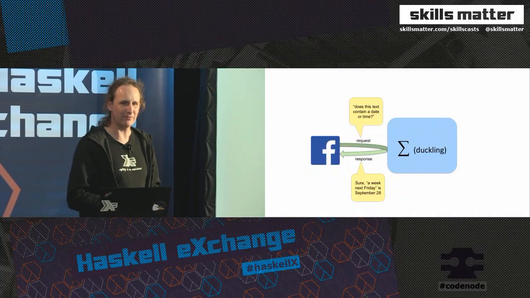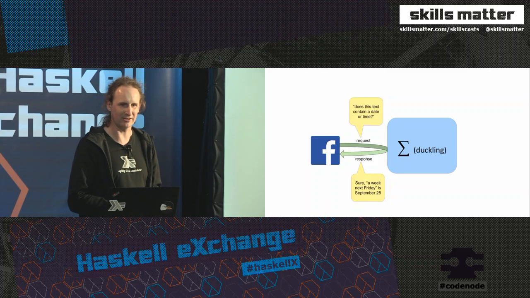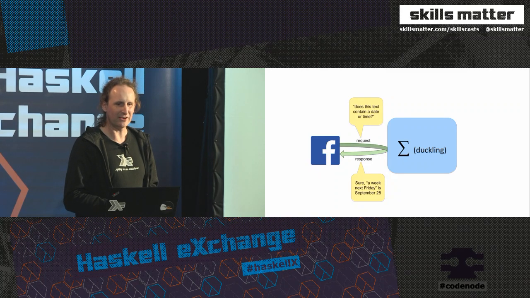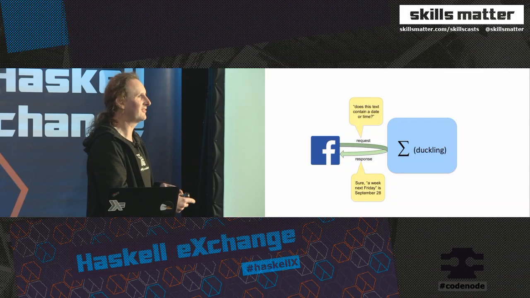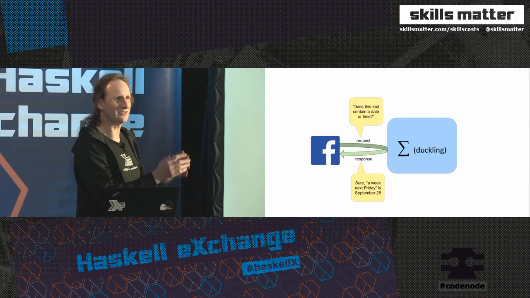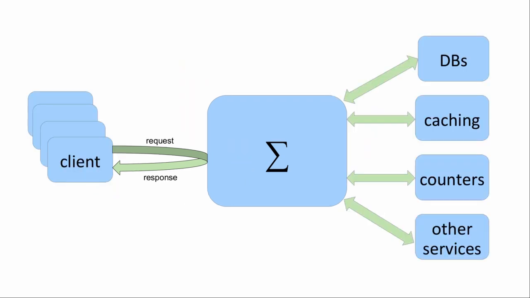Another example of where Sigma is used, it contains a system called Duckling, which we also open sourced lately. You can go and find Duckling on GitHub. And Duckling does some natural language processing. So you can send a message to Sigma that says, try and find a date or a time in this bit of text. And Duckling will say, sure, if you said, say, a week next Friday, that's the following date. So that's an example of something else that Sigma does.